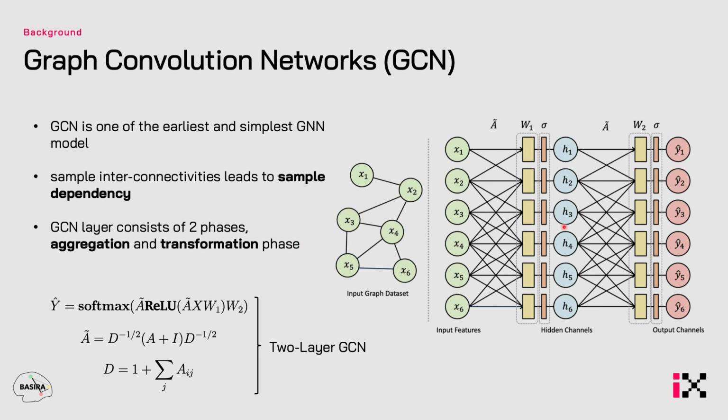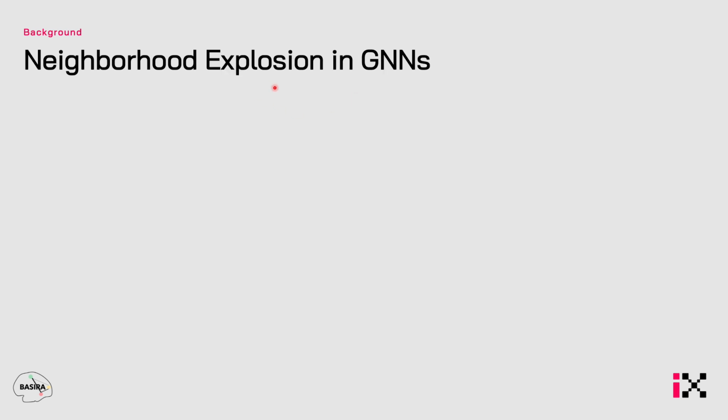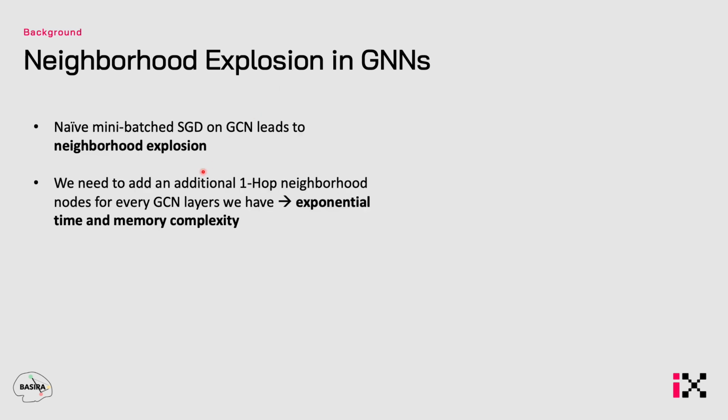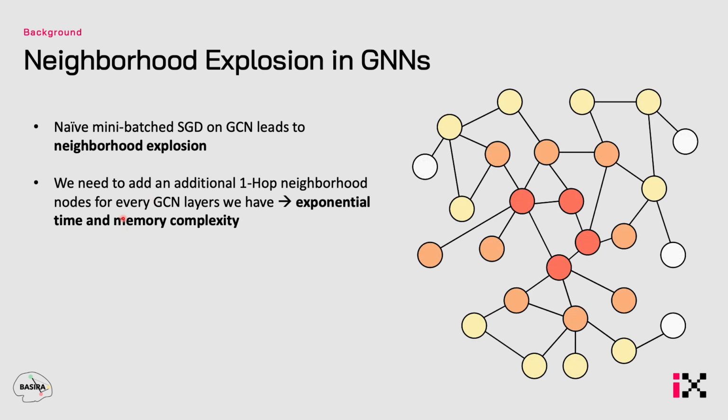Here we visualize the computation path of a two-layer GCN, and as we can see, to compute the embeddings at the hidden channels, we need the information of the adjacent nodes' embeddings at the previous layers. Hence, we can see the sample interconnectivity's impact on the computation path. This dependency leads to neighborhood explosion, which makes mini-batching non-trivial. This is because in naive mini-batching, we need to add an additional one-hop neighborhood of nodes for every layer we have, leading to exponential time and memory complexity. This is visualized in this figure.